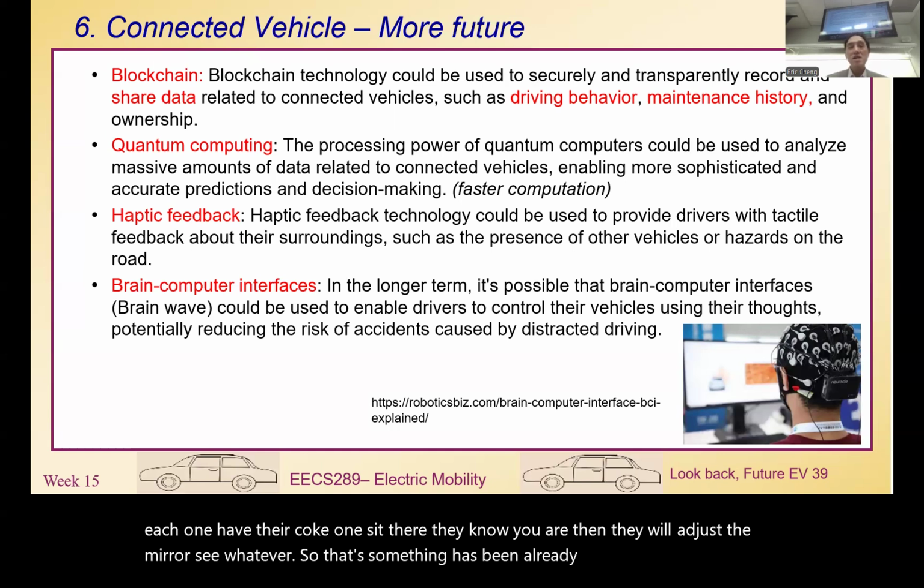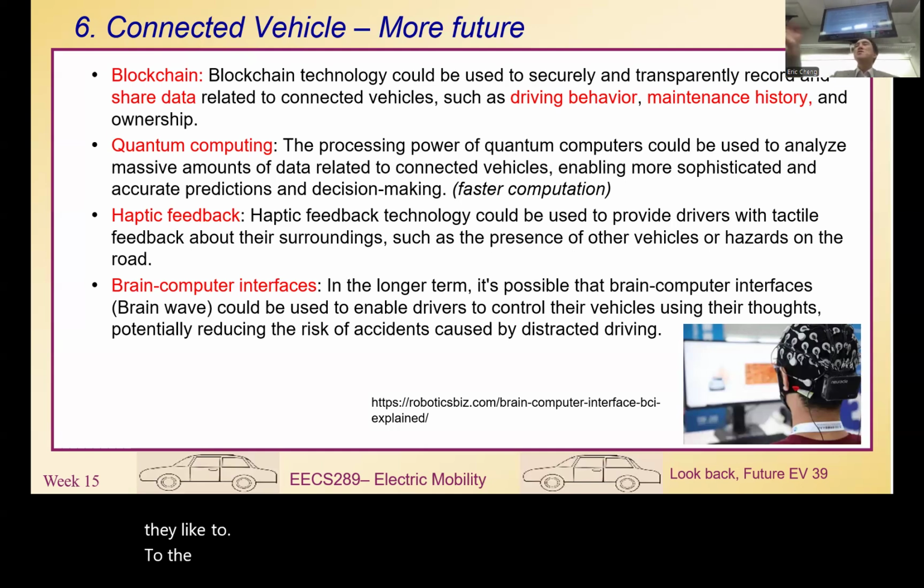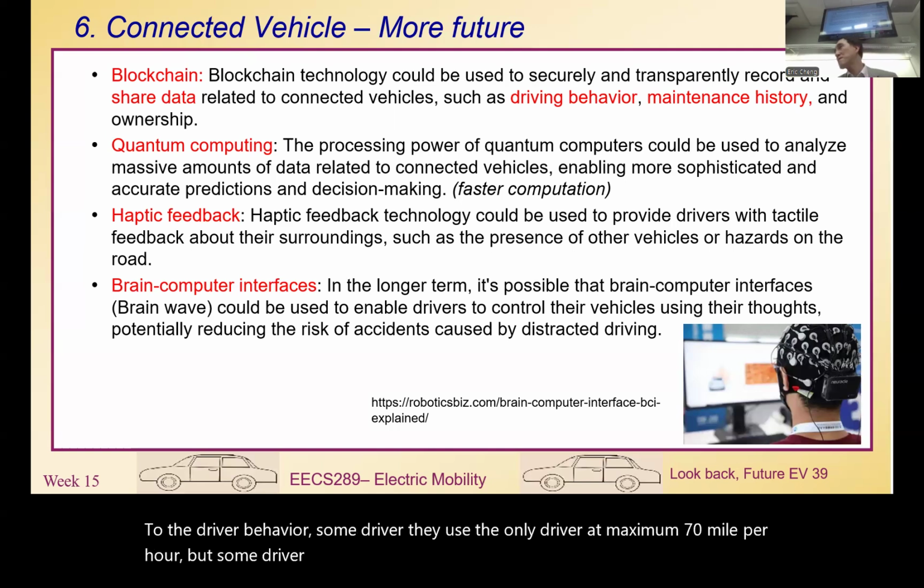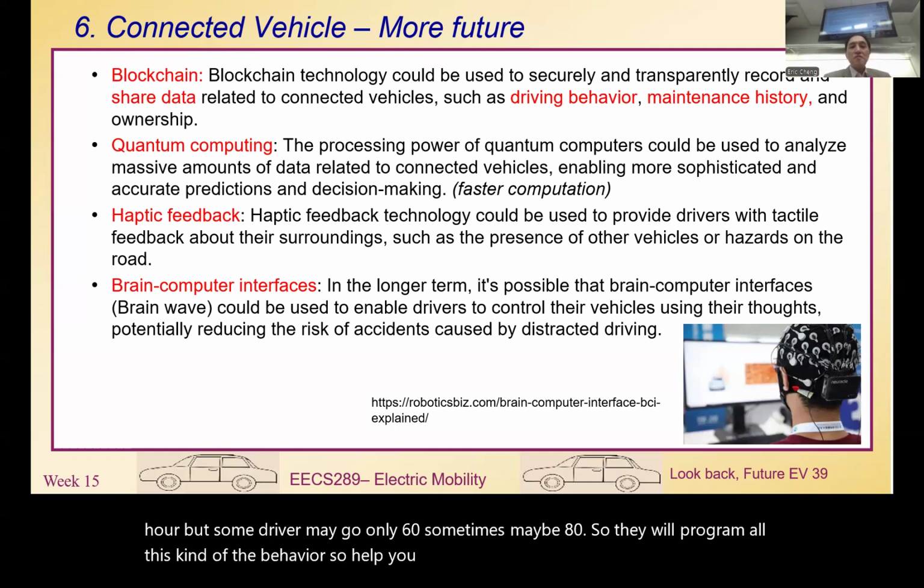But more than that, they like to adapt to the driver behavior. Some drivers usually only drive at a maximum of 70 miles per hour, but some drivers may go only 60, some drivers maybe 80. So they will program all this kind of behavior to help you with the connected vehicle.